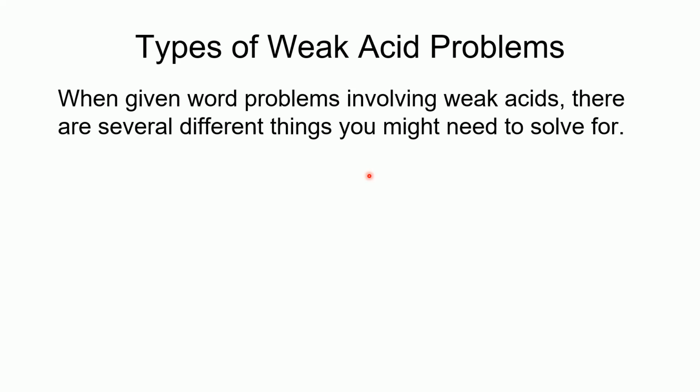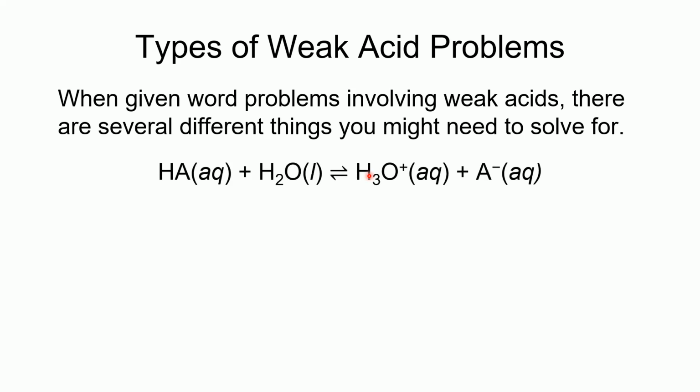Now, let's look at the type of math problems that we're going to have when we're doing weak acid problems. There are different things that we might want to solve for. Here we've got the equilibrium reaction, the same one that I showed you on a couple of slides ago. So just our generic weak acid plus water gives us hydronium and the conjugate base. And then here is the equilibrium constant expression, Ka.